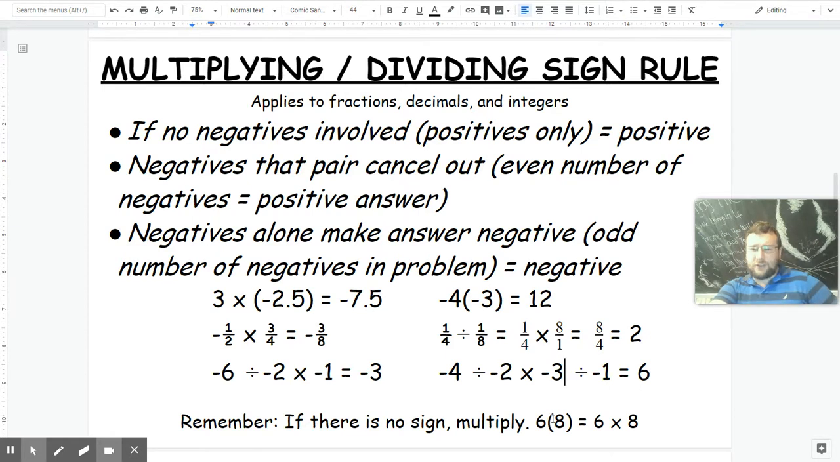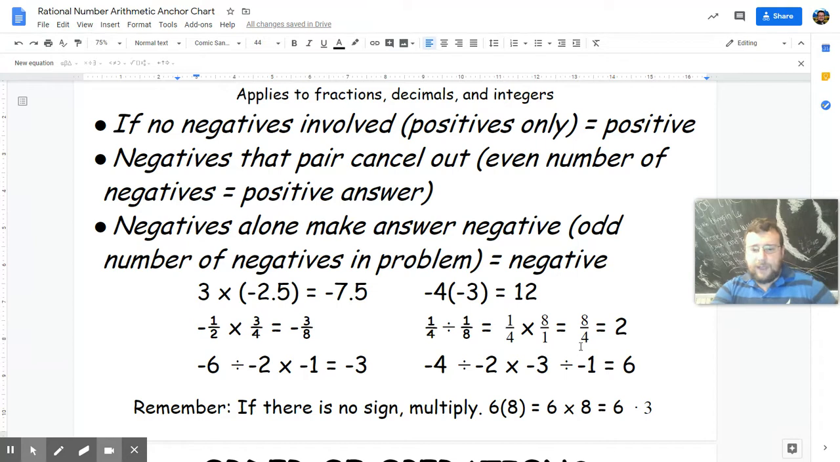And remember, if there's no sign, multiply. There are multiple ways to represent that multiplication. In fact, all of these over here are actually saying the same thing. This is 6 times 8, this is 6 times 8, and this is 6 times, oops, not 3, 8. So all of these are different ways to represent multiplication.